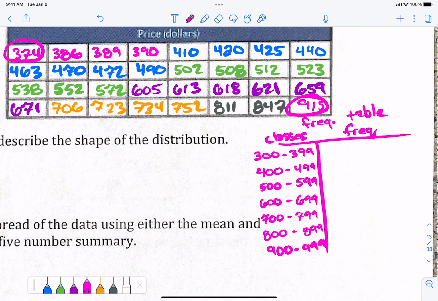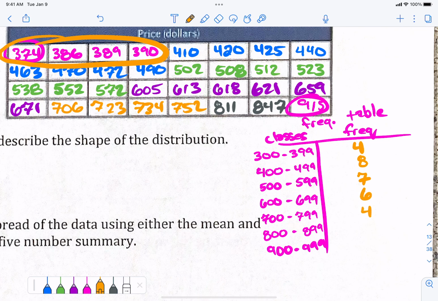I like putting them in order because then I can see how many there are. How many are in the 300s? 4. Okay, how many in the 400s? 8. How many in the 500s? In the 600s, they're color coded, so the 6 is the purple number. 6 numbers. In the 700s, there's 4, and then there's 2 in the 800s and 1 in the 900s.